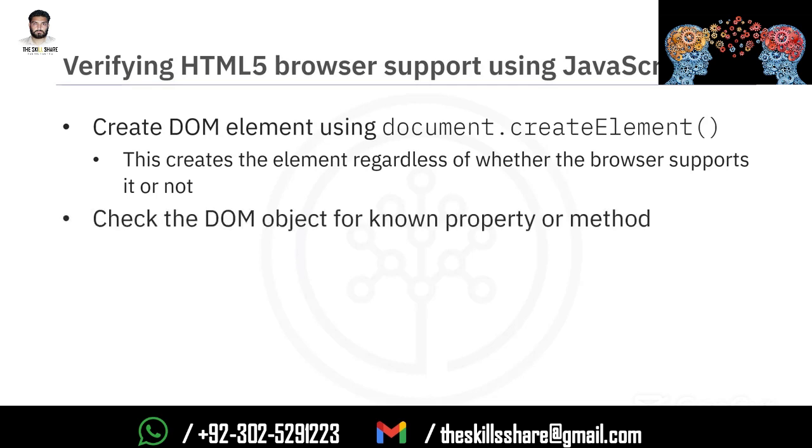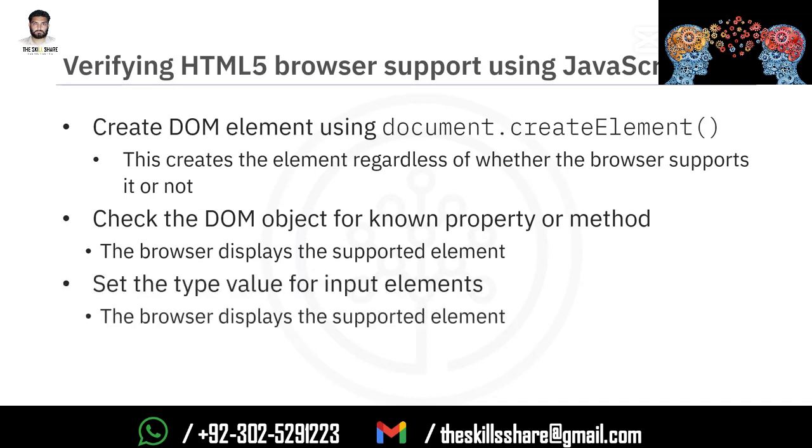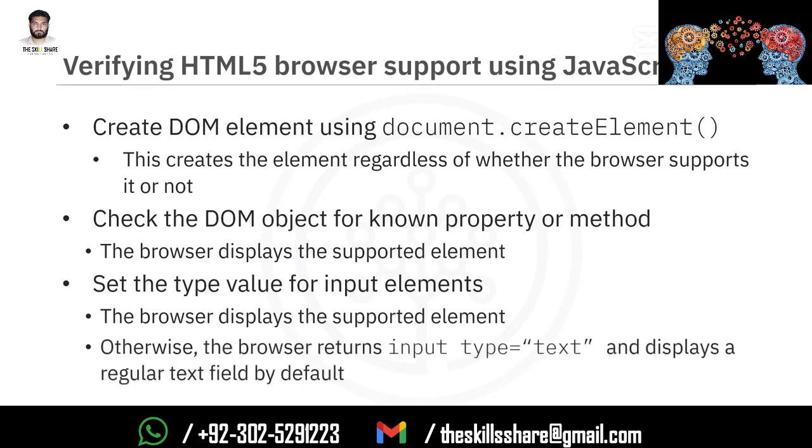You then test for a known property or method on the DOM object that you created. If that property or method does not exist, then the browser does not yet fully support the DOM element or the HTML5 tag that has been created. Browsers that do not support the element can revert to a fallback or default behavior, such as displaying the field as a regular text field.